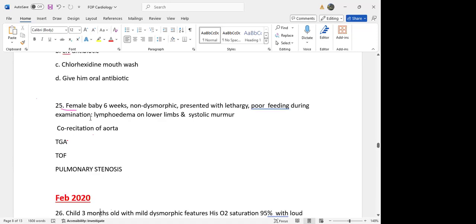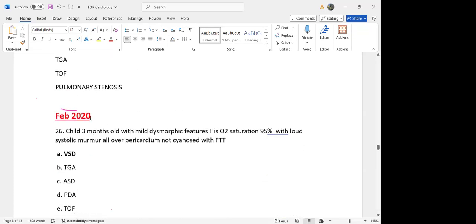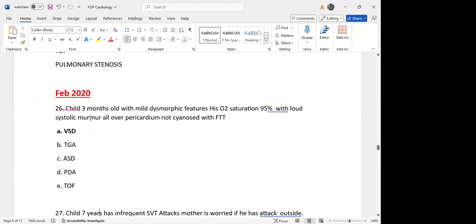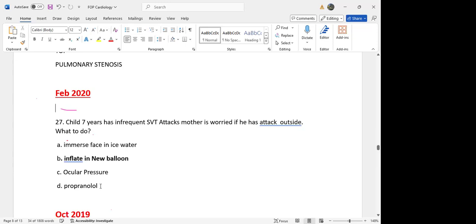Female baby, 6 weeks, non-dysmorphic, presented with lethargy and poor feeding. During examination, you find lymphedema on the lower limbs with systolic murmur. So again, lymphedema with systolic murmur: most likely this is Turner with coarctation of aorta. Child 3 months with mild dysmorphic features: we have already discussed this scenario. This is most likely VSD because the murmur is radiating all over the precordium.